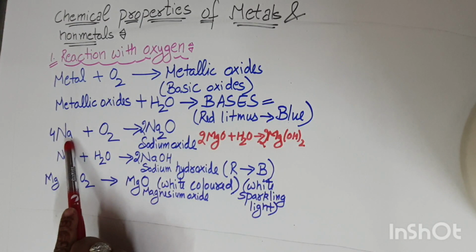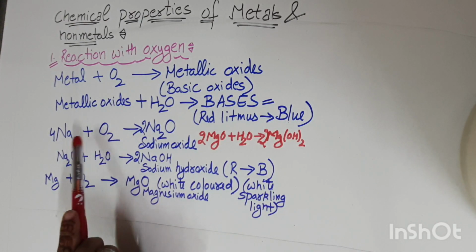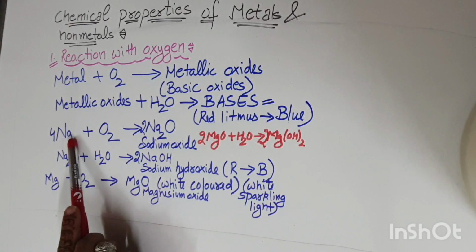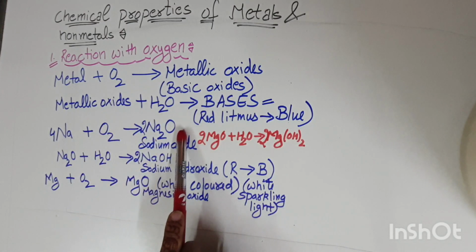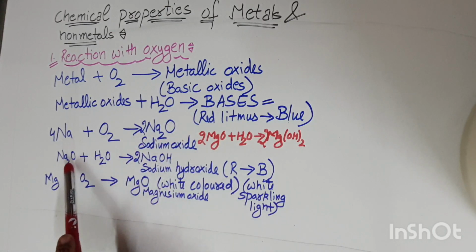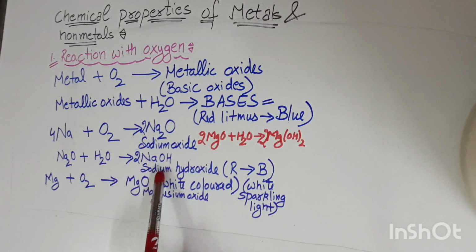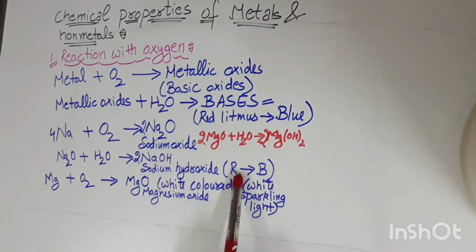Example, sodium metal. It reacts with oxygen. It's a very highly reactive metal. It will catch fire when you keep it on the table. It will react with the oxygen and instantaneously form sodium oxide. This is also a basic oxide as it will dissolve in water to form sodium hydroxide, NaOH, which is a base, turning red litmus again to blue.